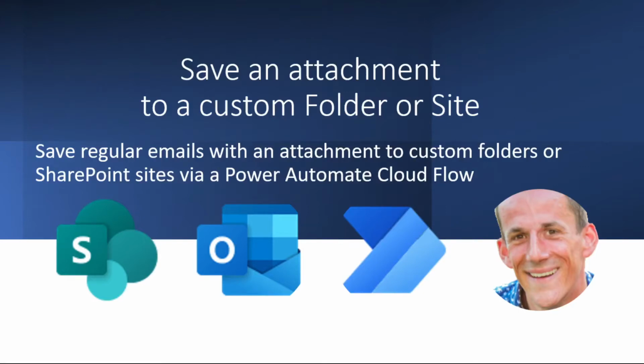Thanks for joining me. Today I'm going to look at a demonstration involving a Power Automate Cloudflow that will save attachments from your emails to a custom folder or site based on the subject line of the email or the attachment file name. So I can think of two scenarios where this might be useful.